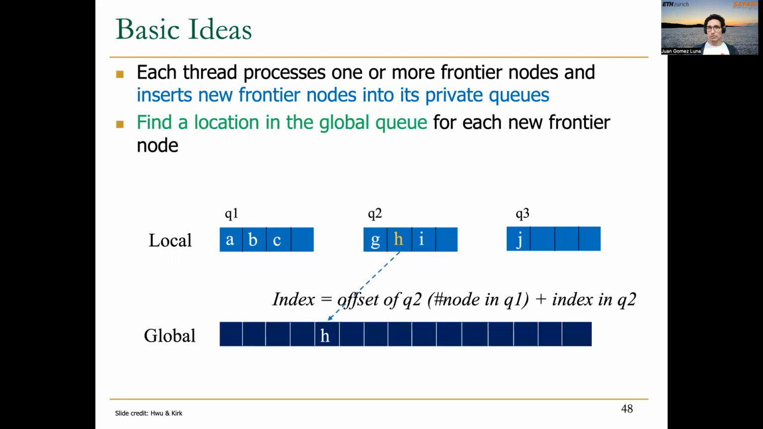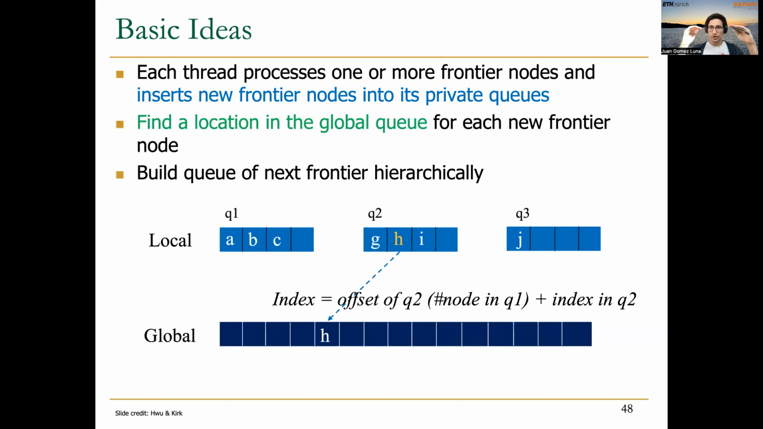And when the iteration has finished, or when the private queue is complete, we'll have to find the location to write in the global queue by basically updating a global counter that is accessible by all thread blocks. We could also do a scan operation here if we know the exact number of nodes that each of the local queues has. So that's the way of building the next frontier hierarchically. We first create the local queue, and we then create the global queue.